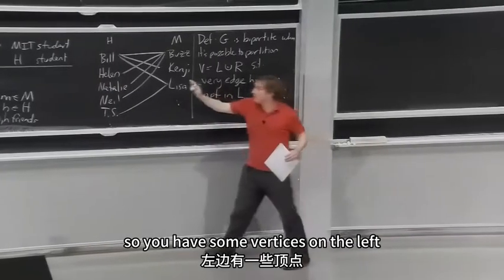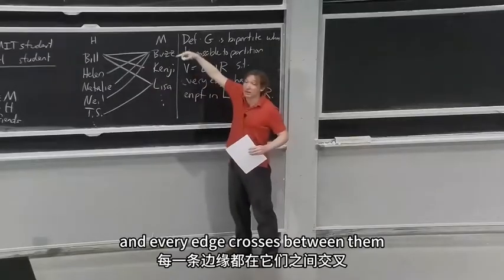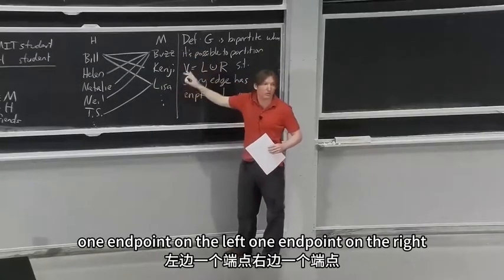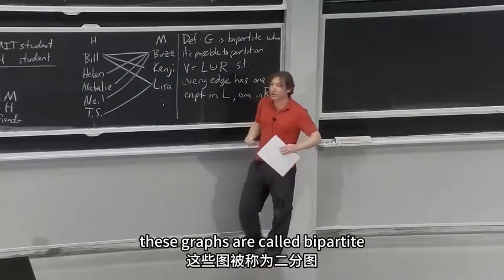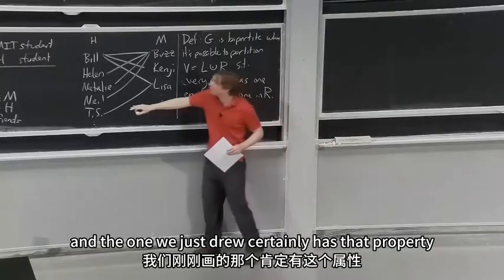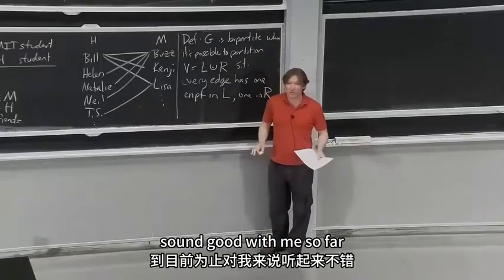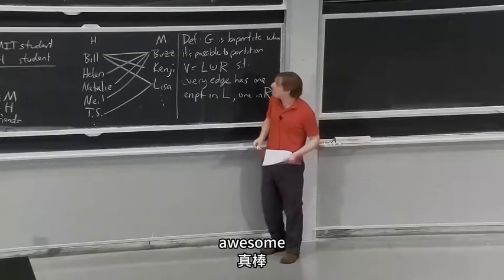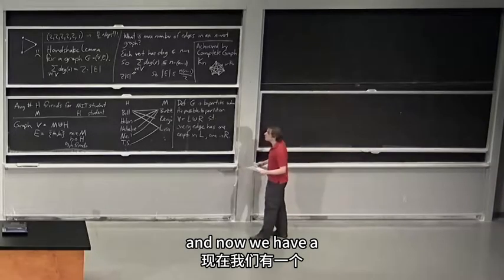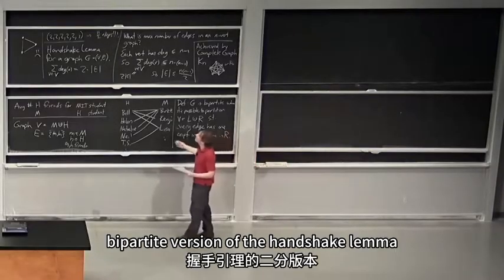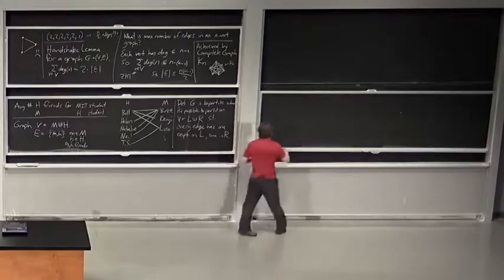So you have some vertices on the left, some vertices on the right, and every edge crosses between them. One endpoint on the left, one endpoint on the right. These graphs are called bipartite, and the one we just drew certainly has that property. Sound good with me so far? Awesome. And now we have a bipartite version of the handshake lemma.